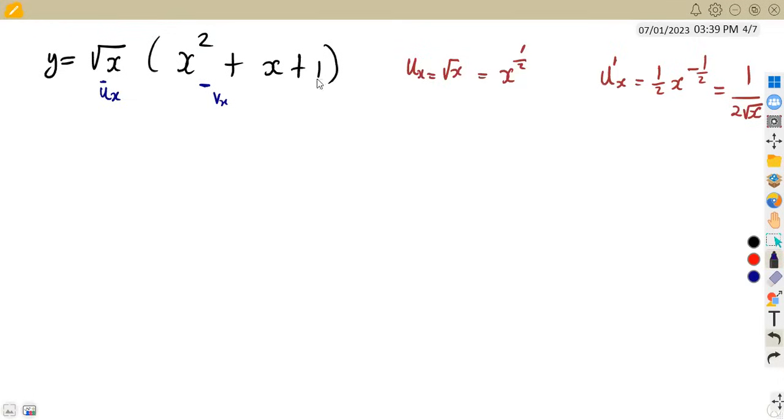All right, then we move on to our v, which is this whole expression that you're given in this case. So we are saying our v(x) is this whole part of x squared plus x plus 1. We are going to need its derivative, and we know that we find it term by term: x squared is 2x, x is going to give us a 1. So this is what you're going to have in this case.